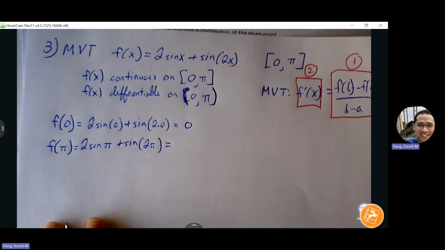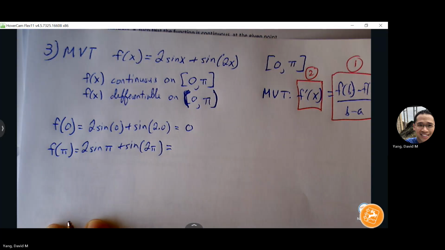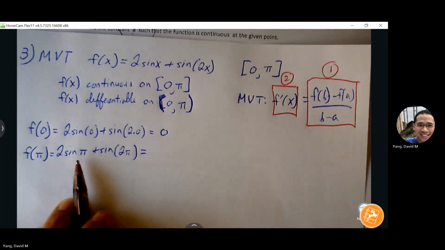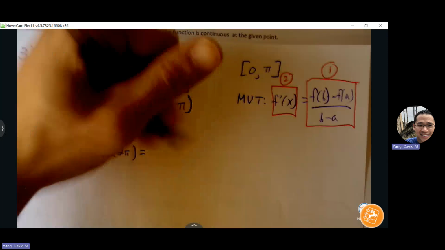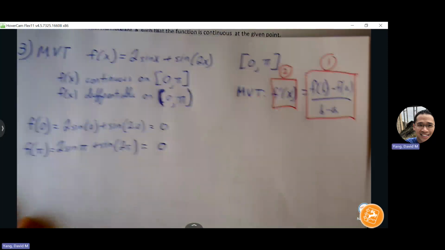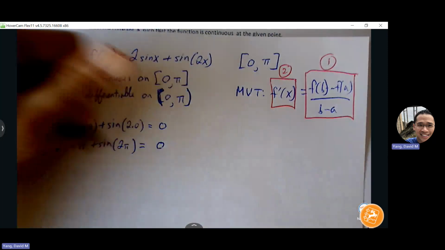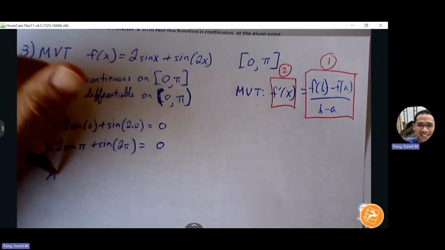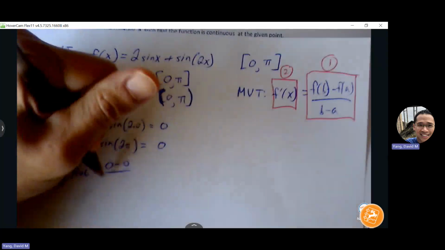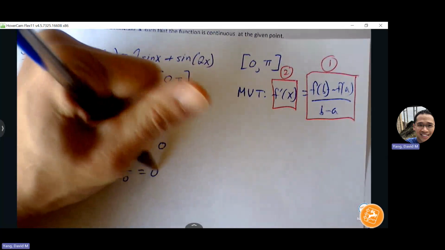Two sine pi plus sine of 2 pi equals, what's sine of pi? 0 plus sine of 2 pi, 0. So looks like this could, I mean, if we wanted to call this a Rolle's theorem, we could, but it doesn't have to be slope 0, but it ends up looking like it is, because if I find the average rate of change, I get 0 minus 0 over pi minus 0, which is equal to 0.